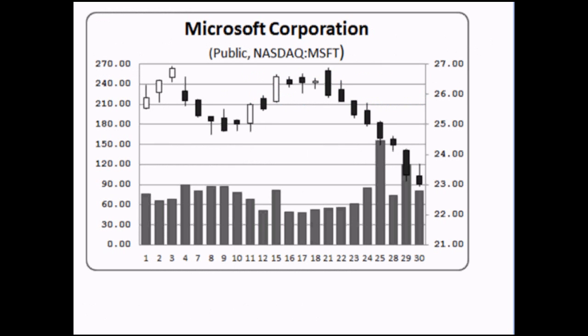So we go to this one. We have Microsoft. All the whites occur when the close is higher. And all the blacks occur when the close is lower than the open. And then the lines on the top and the bottom are indicating the high and the low that day. Now if you look here, there's not really much of a line. So this open is the same as the low. And on this next one, there's not a line on top, so the high is the same as the close. Does that make sense?